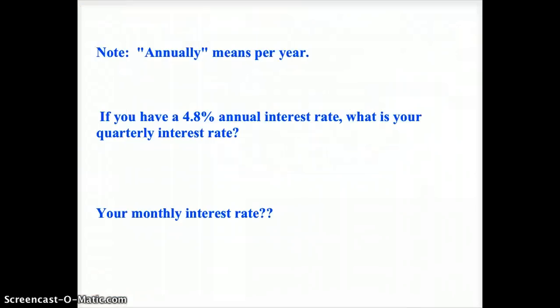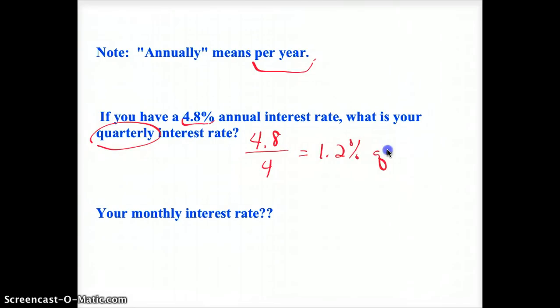All right, this is a note. This is kind of tricky. Annually means per year. If you get a 4.8% annual interest rate, you won't get the full 4.8% per month or per anything. That's what you get per the year. So if I asked you your quarterly interest rate, quarterly means 4 times a year, and I asked you to figure out what it was, do you have a thought of what you would do? I'm not sure if you know it, but what you would do is 4.8 divided by 4, and you would get 1.2% quarterly.